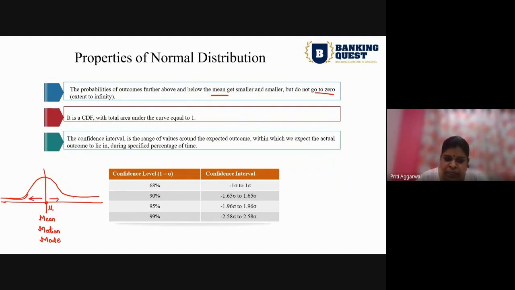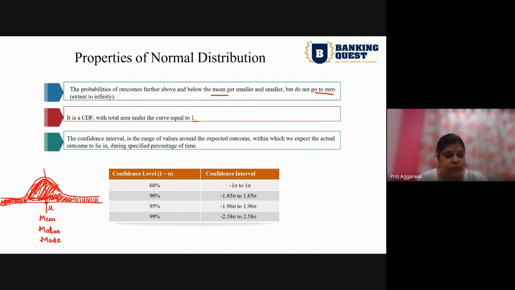But friends, you will see that it never converges or goes to zero. It is towards infinity, so it will never go to zero. That is the feature of a normal distribution. It is a CDF with total area under the curve equal to 1. So the total area, the shaded region which I am doing on the screen, the entire cumulative density function, will be equal to 1. This is what the CDF is, and these are the properties of a normal distribution.